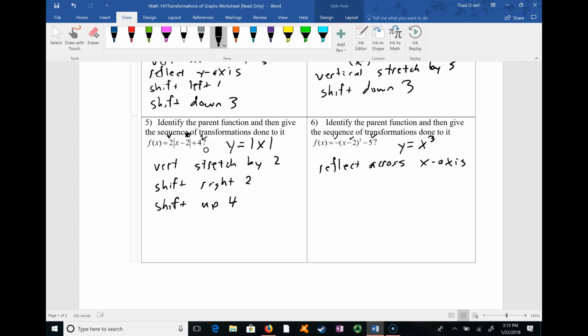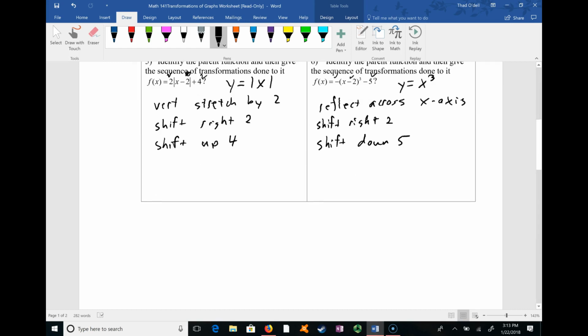And then we have a shift to the right 2, and a shift down 5. Great.